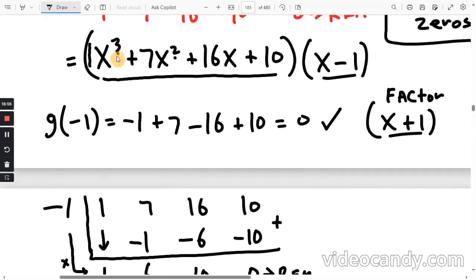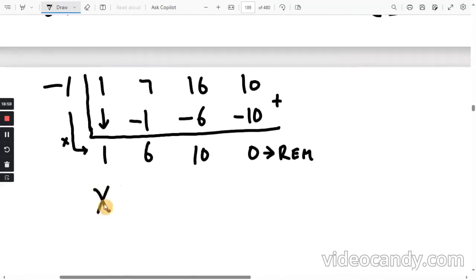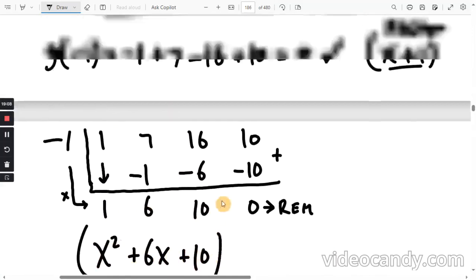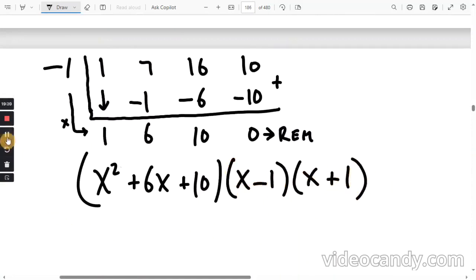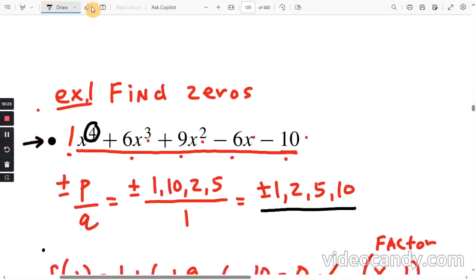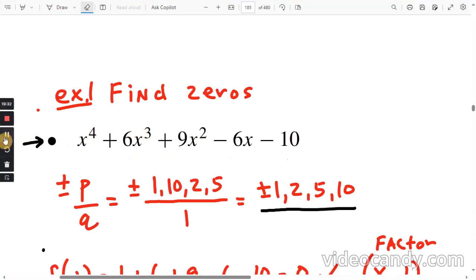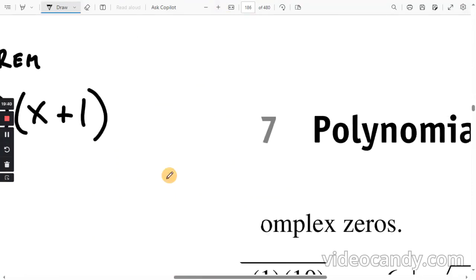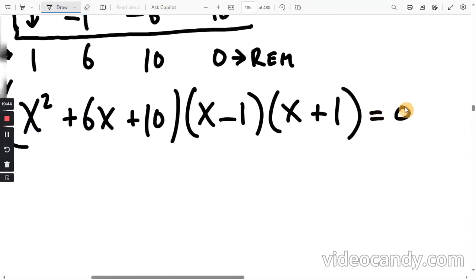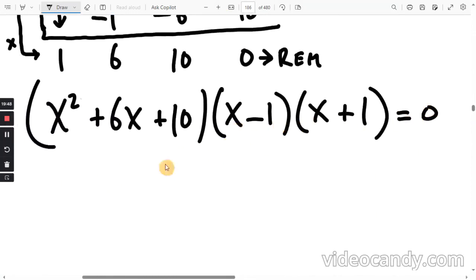Highest exponent here was x to the third. So this coefficient is going to be times x squared. This is plus 6x, and this is plus 10. And what were the other factors? X minus 1 and x plus 1. So this original function right here, if I can erase this mess, this original function right here, that breaks down into this right here. Okay, so now we're in business. Equal to 0. All right, so far, x minus 1 equals 0, and x equals 1. X plus 1 equals 0, x equals negative 1.